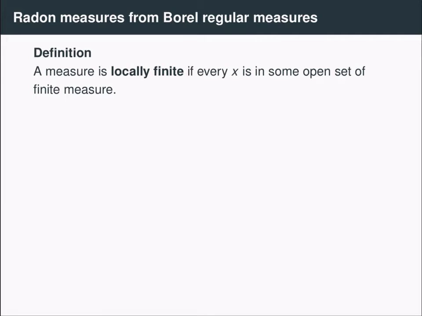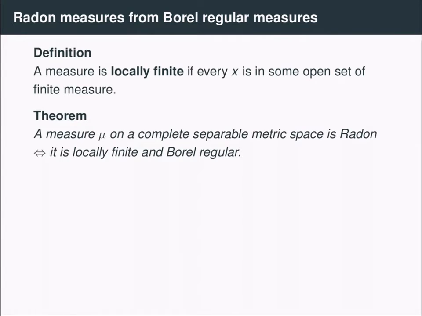The only difference between Borel regular measures and Radon measures, at least in complete separable metric spaces, is just about local finiteness. A measure is said to be locally finite if every point is in an open set of finite measure. If we're working on a complete separable metric space, then the Radon measures are exactly those locally finite Borel regular measures. So what if we have a Borel regular measure that's not locally finite?